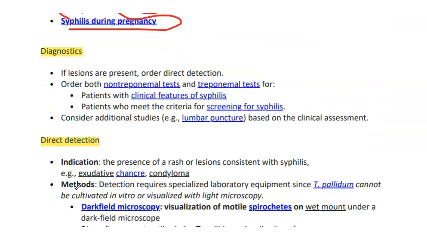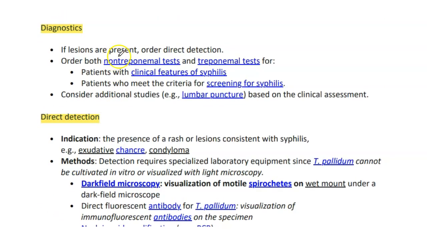How will you diagnose syphilis? If lesions are present, order direct detection. Order both a non-treponemal test and a treponemal test for patients with clinical features and patients who meet the criteria for screening. Consider additional testing, for example, lumbar puncture, based on the clinical assessment.